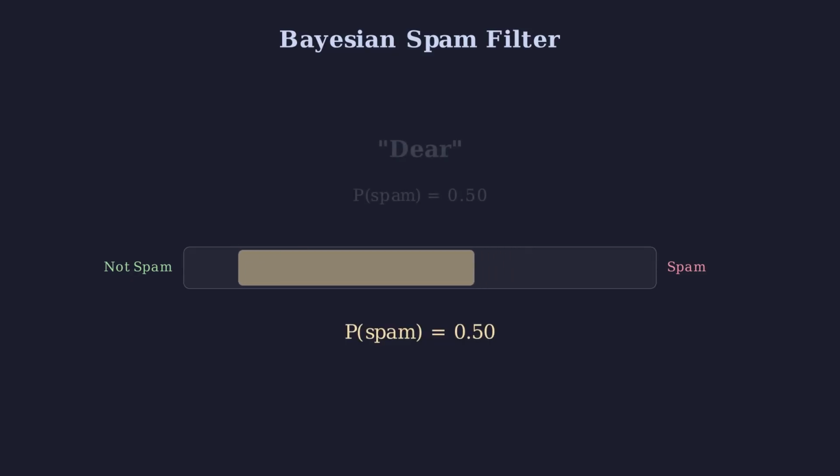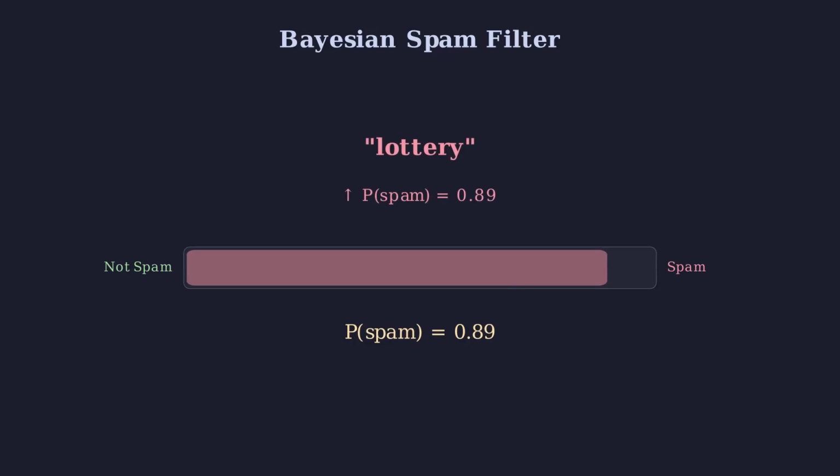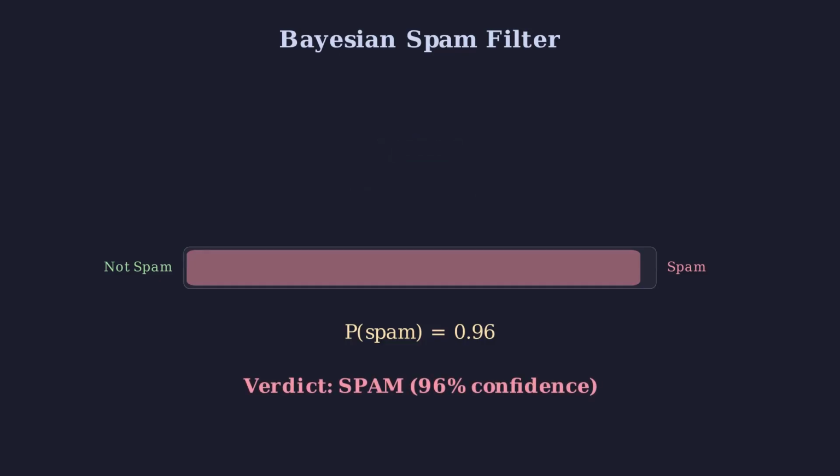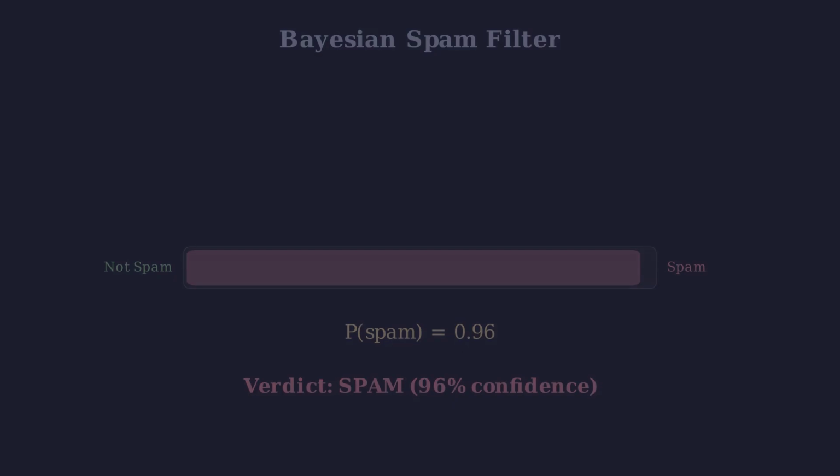Bayes' theorem is not just a textbook exercise. It powers real systems. Spam filters use Bayes' theorem. They estimate the probability that an email is spam given the words it contains. Each word updates the probability. The word lottery increases it. The word meeting decreases it. Bayes' theorem combines all of these updates into a final score.